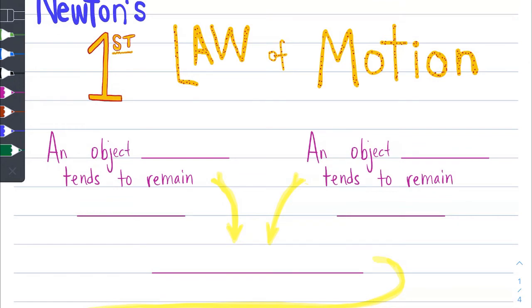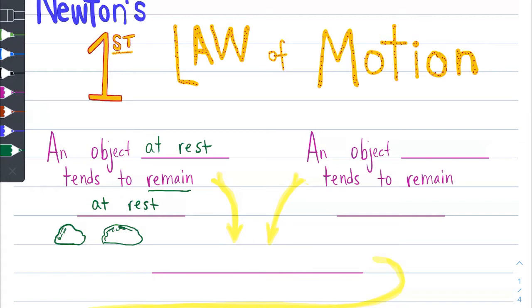So Newton observed that an object that's at rest tends to remain at rest. Think about this. There's a big boulder and it's just chilling there. Well, if you come back in like 30 years, that boulder's probably still chilling there.